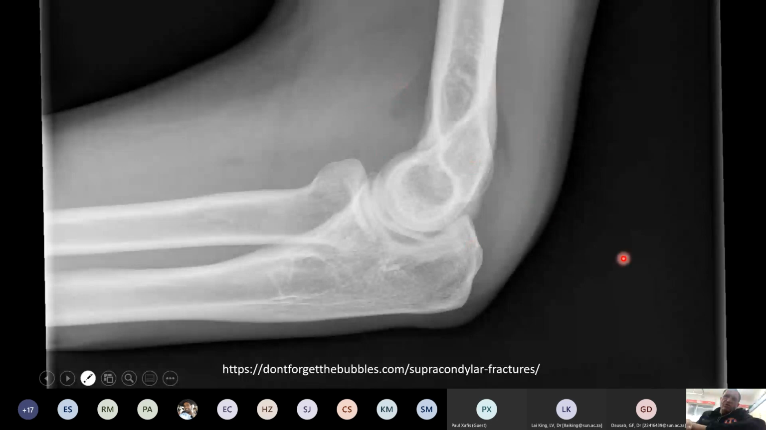This is in supracondylar fractures type 1. This is mostly what you'll see. You'll see the soft tissue swelling, but you might not see the fracture itself.